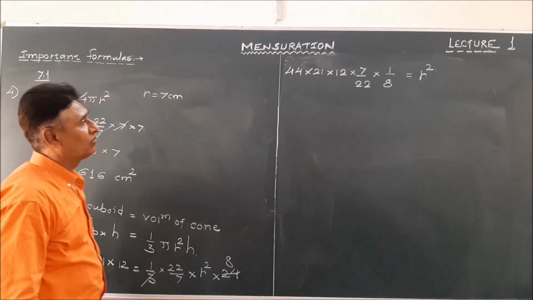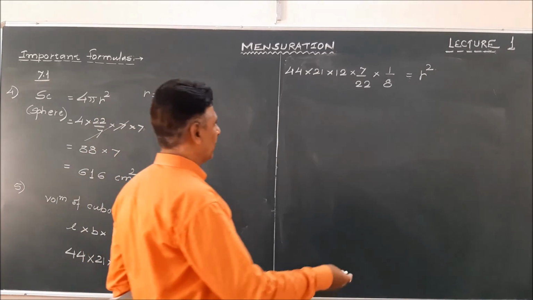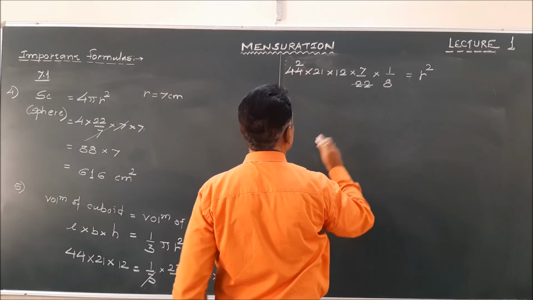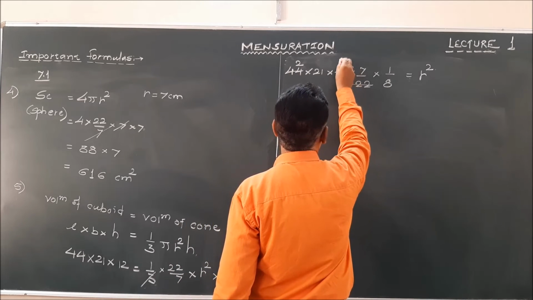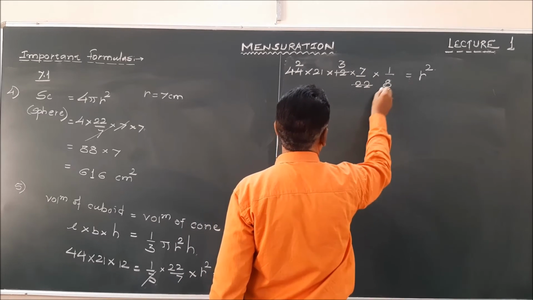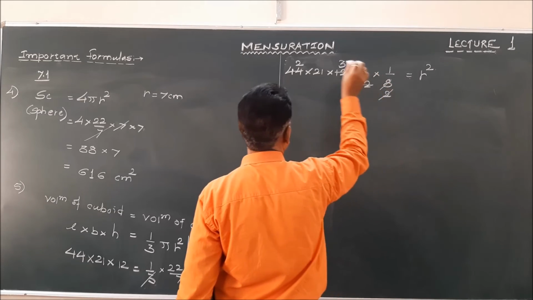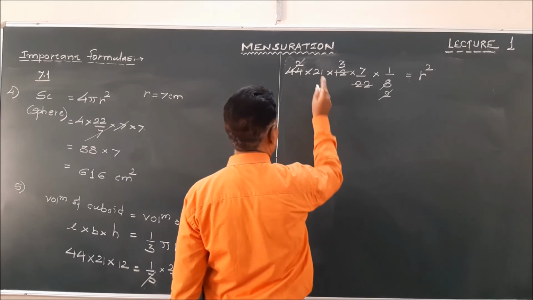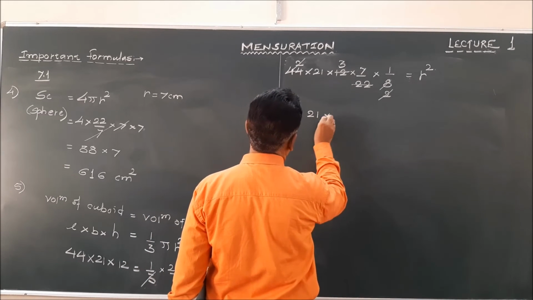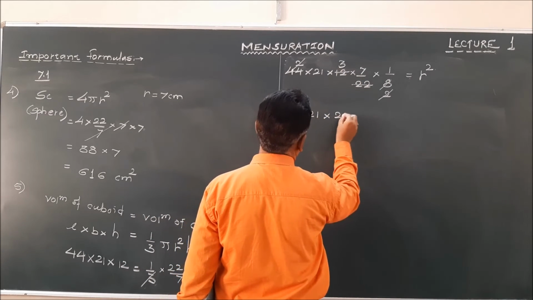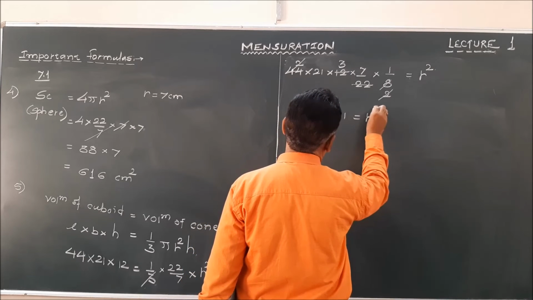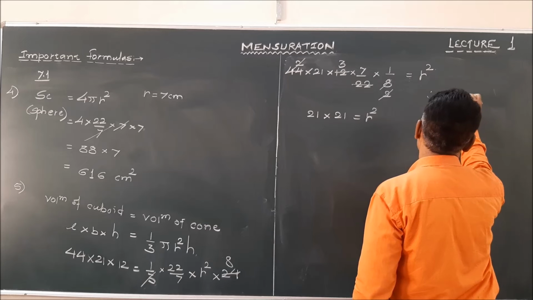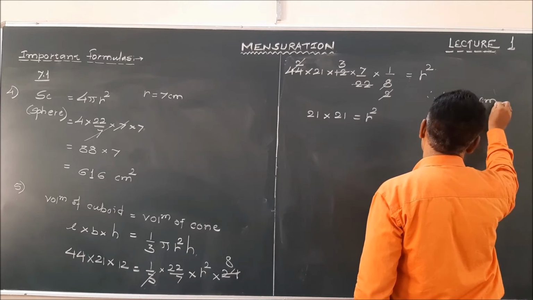We need to calculate what? Radius. 22 2s are 44. 4 3s are 12. 4 2s are 8, this and this cancel. This is 21 into 7 3s are 21. That is equal to r square. Then r is equal to 21 centimeters.